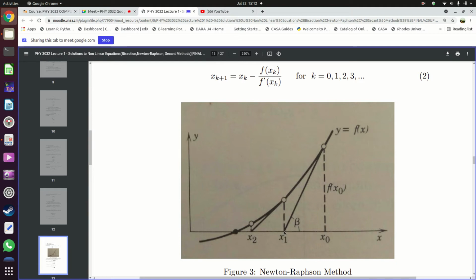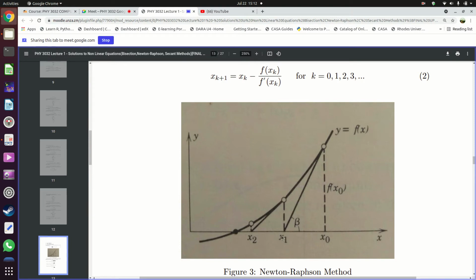Is that clear? So you draw a tangent at this particular point until it crosses your x-axis at x1. When it crosses your x-axis at x1, x1 becomes your new solution. Are we clear? So x1 becomes a new solution.